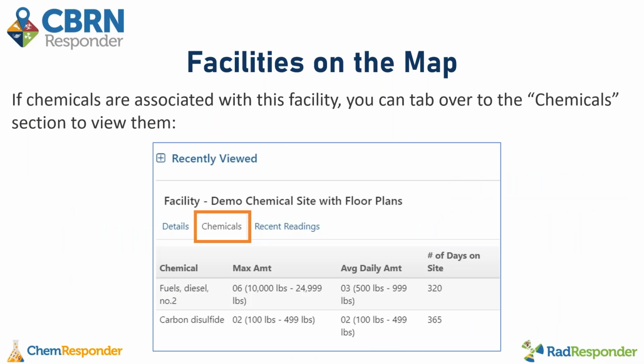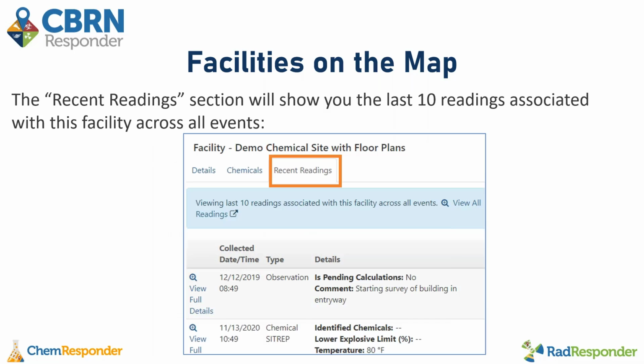If I have a chemical storage facility and I want to see the chemicals that are associated, I can click the chemicals tab, and this is where I'll be able to view them. And I can also click recent readings, and this section will show me the last 10 readings that are associated with this facility, and it is not event specific. So any reading that has been taken at this facility, regardless of the event, will show up in this recent readings list.